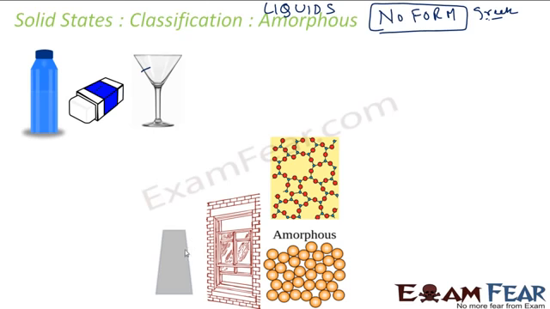One good example is old window panes. If you see old building panes, you will see the width is a little different. This is the top, this is the bottom. These windows are wider at the bottom. Why? Because this window is made of glass, and glass is amorphous, and amorphous behaves like a liquid. Since they are liquid, they have a tendency to flow. And they are also called supercooled liquids.